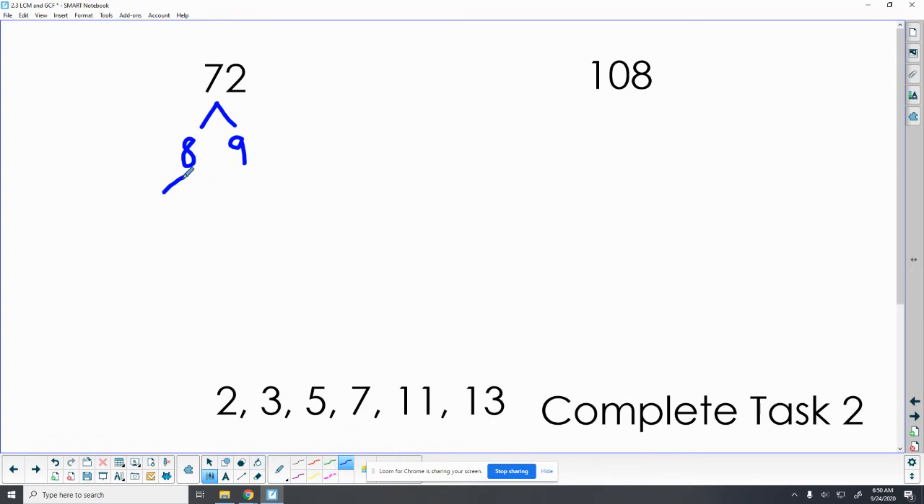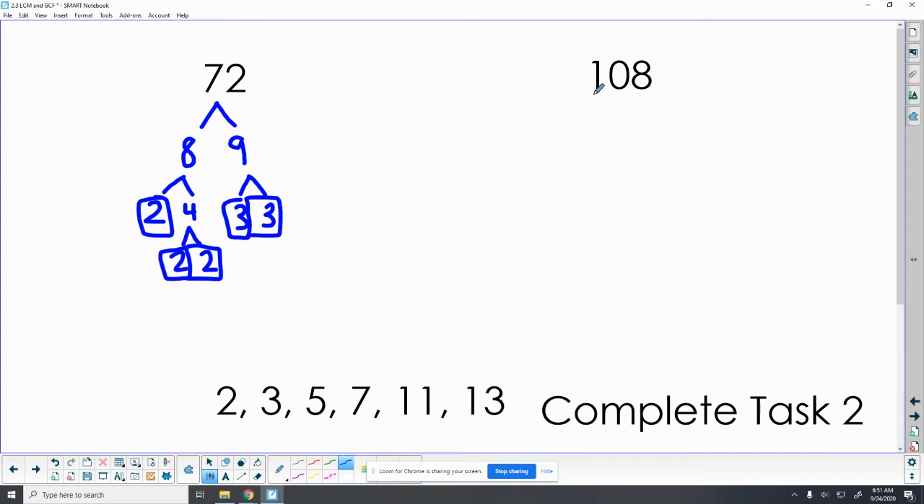So I know 8 has more factors. 2 times 4 is 8. 2 is prime, but 4 has more factors. 2 times 2. So I'm going to box those 2's up there. So my 8 is all done. Everything is boxed up. To make 9 is 3 times 3. 3 is a prime number, so I'm going to box those up.